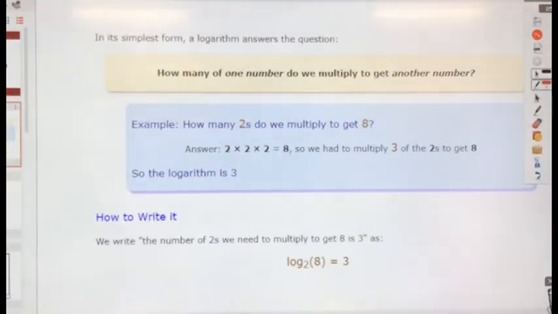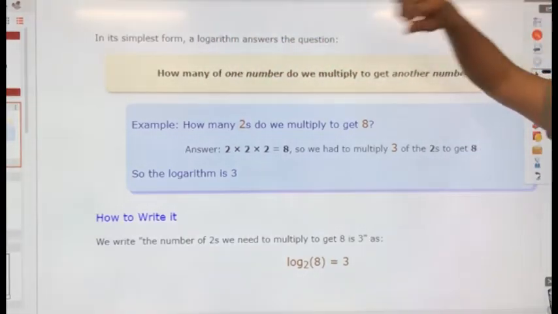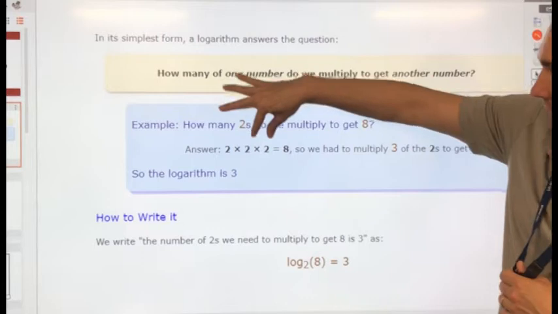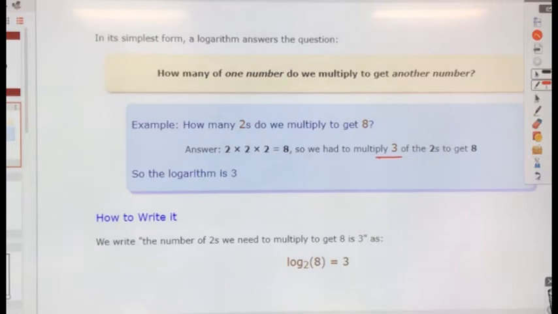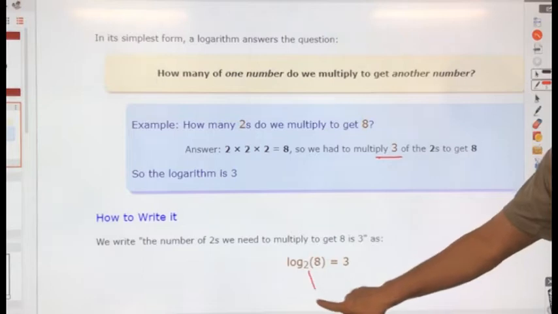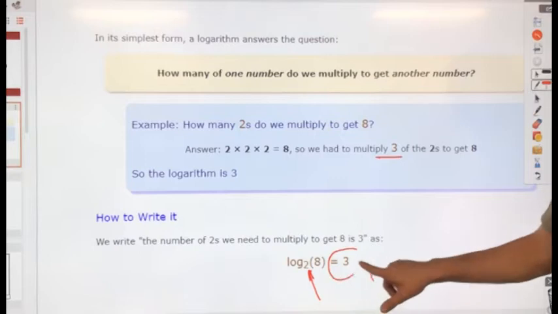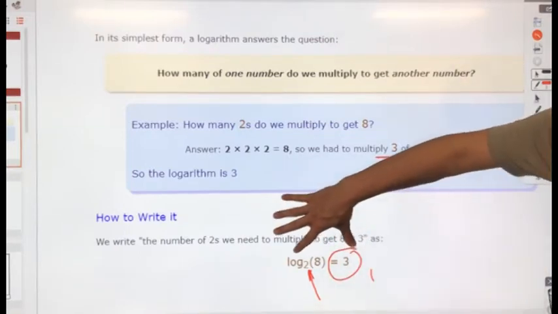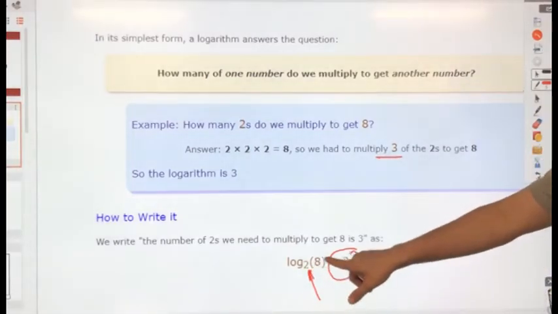What are logs? Basically, logs is answering the question, how many of one number do we multiply to get another number? For example, how many 2's do we multiply to get 8? 1, 2, and 3. 2 times 2 times 2 equals what? 8. So I get 3 2's will give me 8. Write it here. Log base 2 of 8. How many 2's do I multiply together to get 8? The answer is 3. So here's the notation in terms of logs. How many of this number do you multiply to get that number?